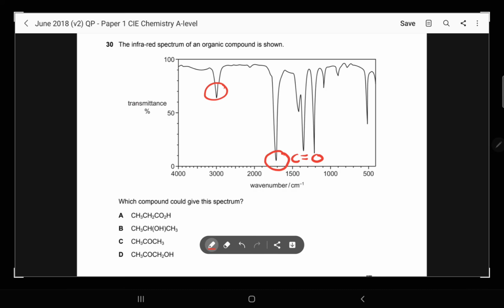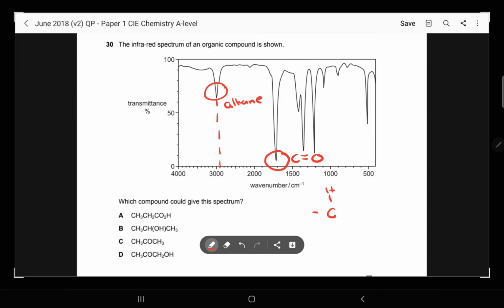This can be an alkane group or alkene group. So this is between 2850. If I draw a straight line over here, this falls in the 2900 to 3000 range. So this has a high chance of being alkane. So let's see which one follows this.